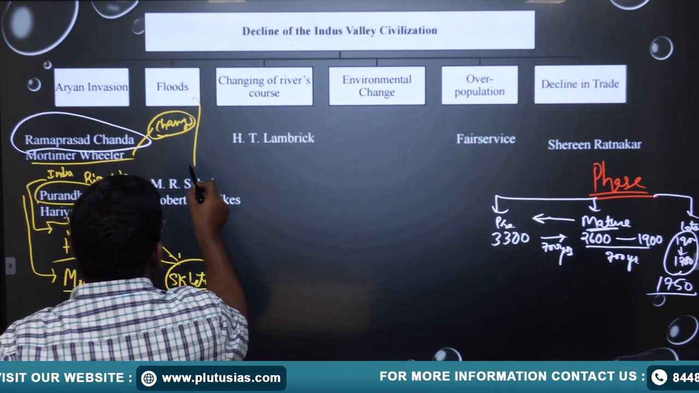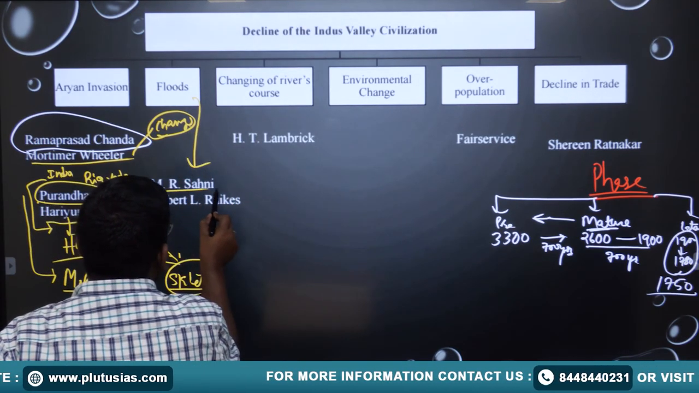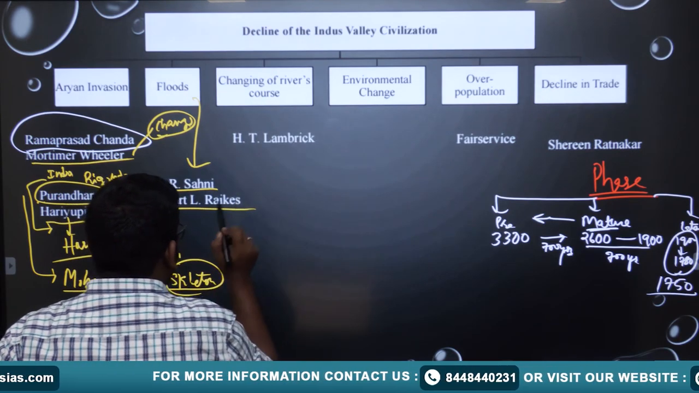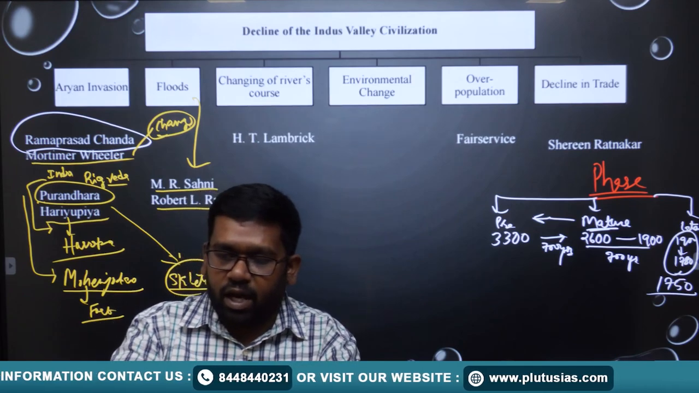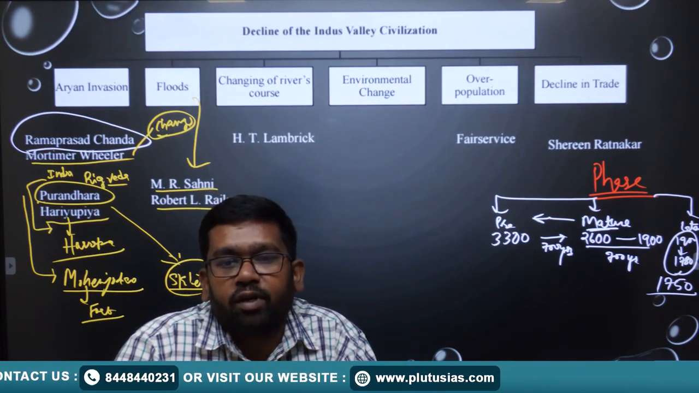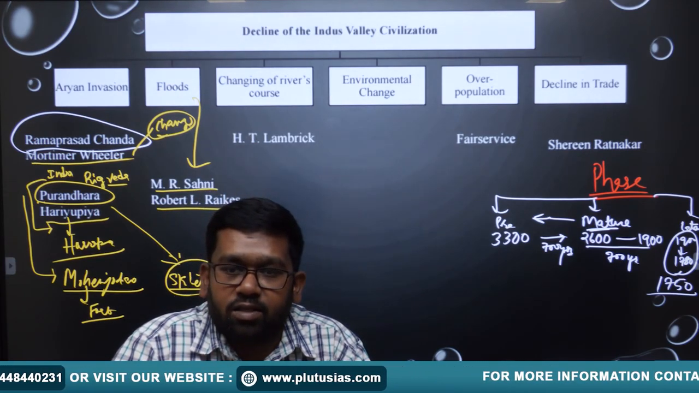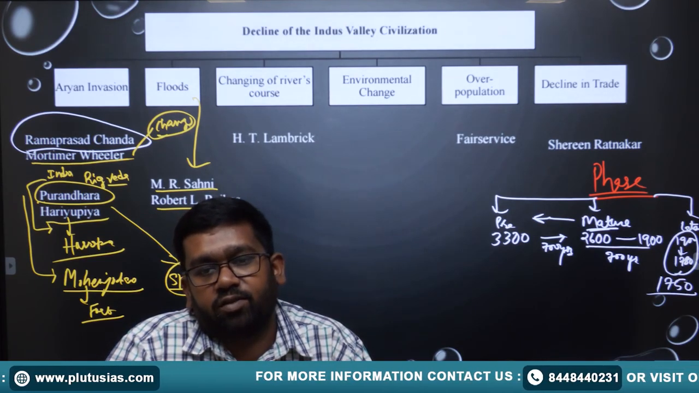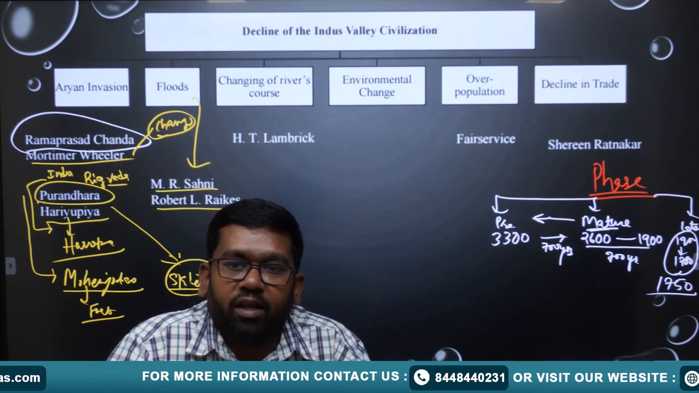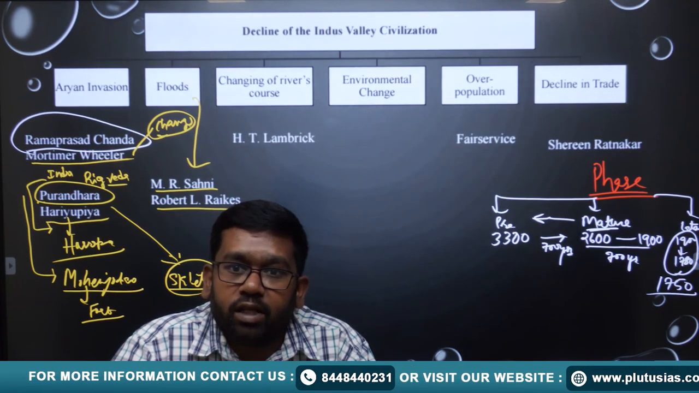Some people, especially M.R. Sahni and Robert Wright, argue that flood is the main reason. There is evidence on these sites that river sand is available there. So the flood may have come and the people may have left the places. That is one such reason behind the decline of Indus Valley. So flood is the second reason.